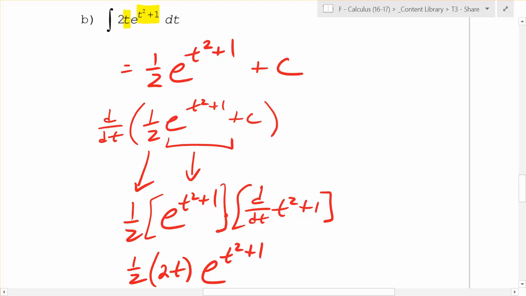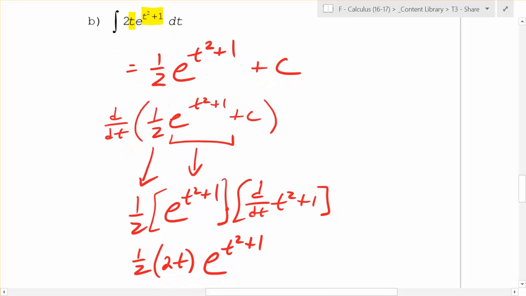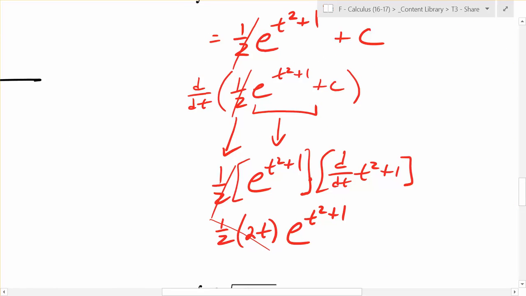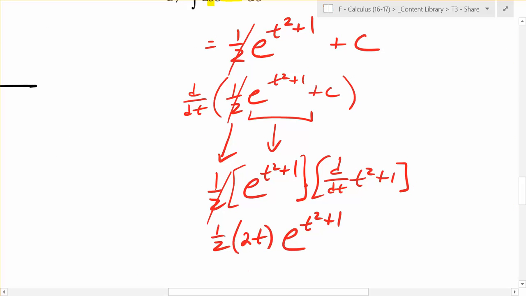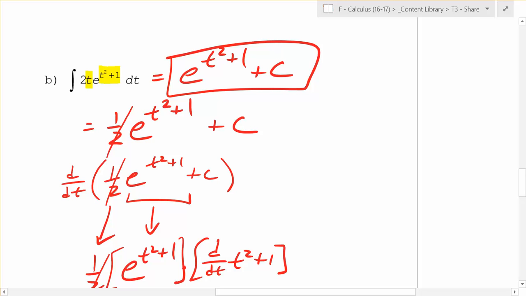David, in this case, I see what you were doing there. If you cancel this, it turns into that, right? The 1/2 causes a problem. So what don't you want in the original answer? You don't want the 1/2 to be there, right? So what's the actual answer going to be? The answer to this is e to the t squared plus 1 plus c. Exactly what you were about to erase and create.